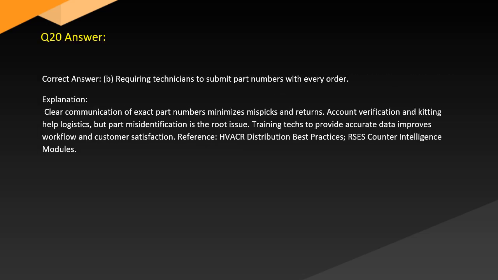Answer. Correct answer: B. Requiring technicians to submit part numbers with every order. Explanation: clear communication of exact part numbers minimizes mispicks and returns. Account verification and kitting help logistics, but part misidentification is the root issue. Training techs to provide accurate data improves workflow and customer satisfaction. Reference: HVACR distribution best practices, intelligence modules.